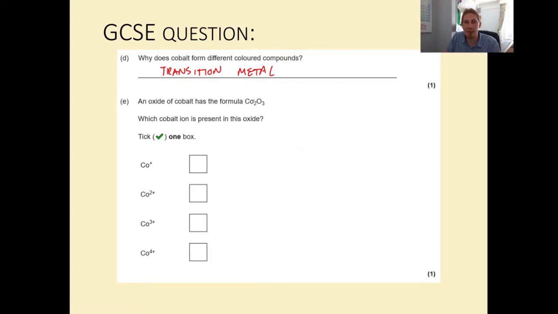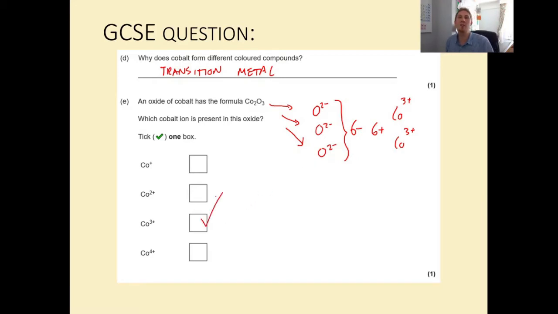Well, I'm hoping that you realise that this must be made up of cobalt ions of unknown charge and oxide ions, and you should remember that oxide ions have the charge 2-. So 3 oxide ions would have a total charge of 6-, which means the total charge of the 2 cobalt ions must be 6+, which means each one of those must be 3+.